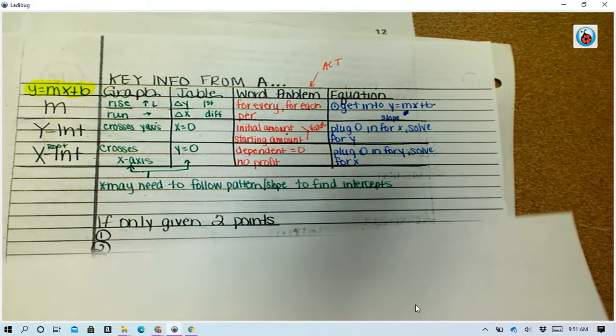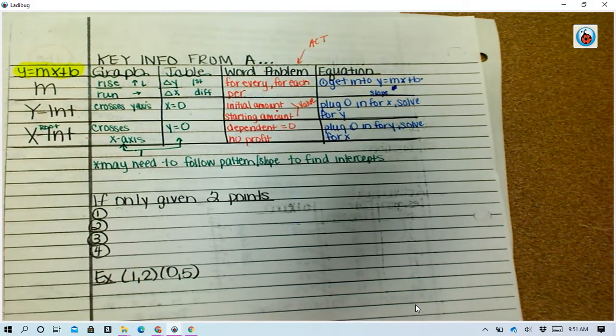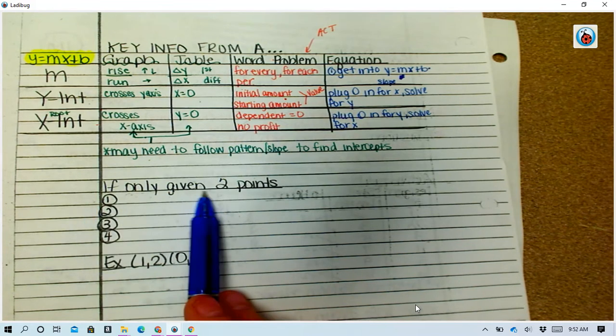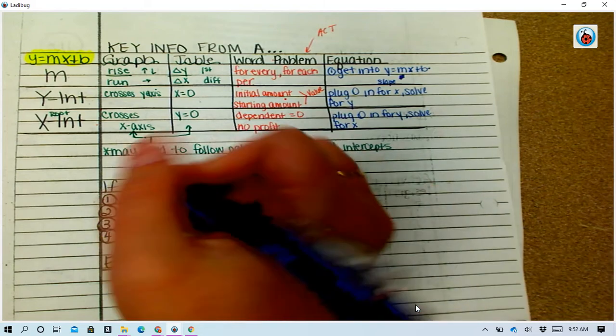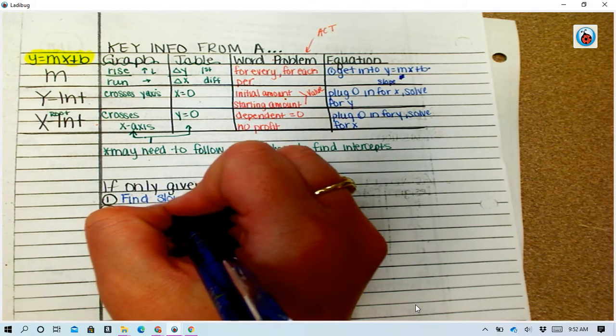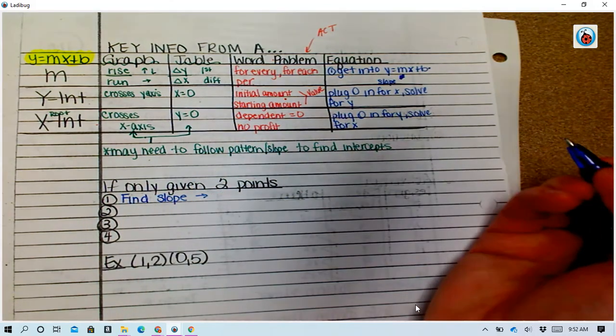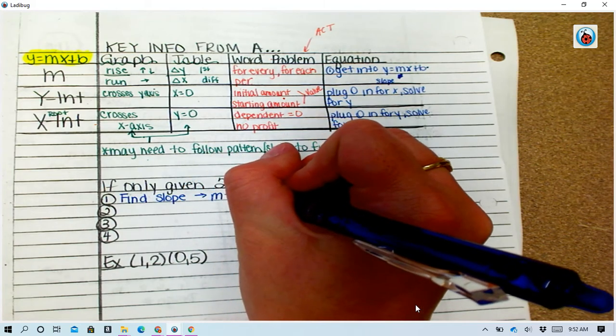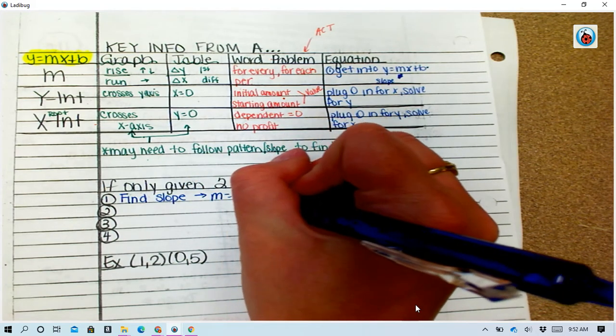And then once you've got that table down, we're going to talk about writing the equation for a line if you're only given 2 points. If you're still writing, you're going to want to pause the video to catch up. Okay. If you're only given 2 points, first thing you're going to do is find the slope. And you're going to have to use that equation, which is m equals y2 minus y1 over x2 minus x1.